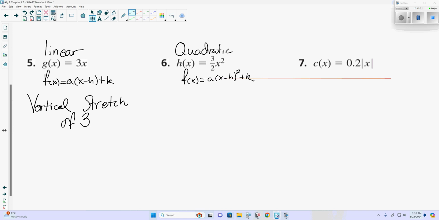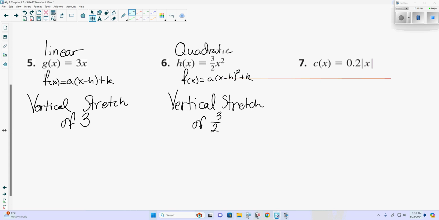And again, it is sometimes tempting, if we're not paying attention, fraction, shrink. We got to make sure, is it greater than 1 or between 0 and 1? Here it is greater than 1. So this is a vertical stretch of 3/2.